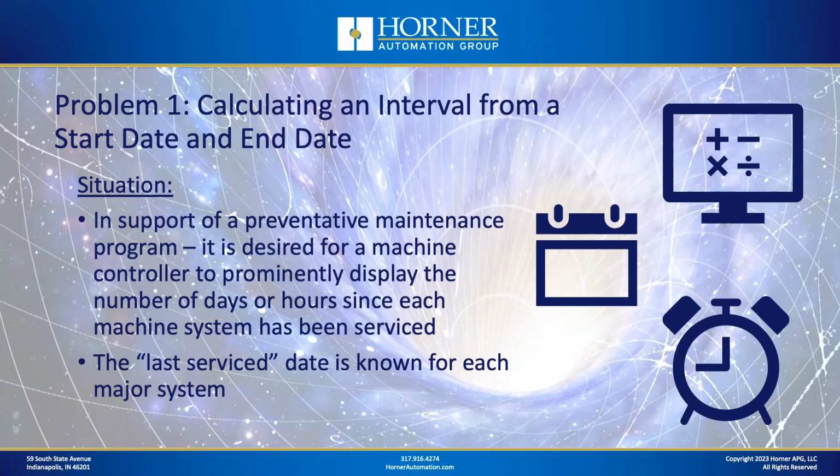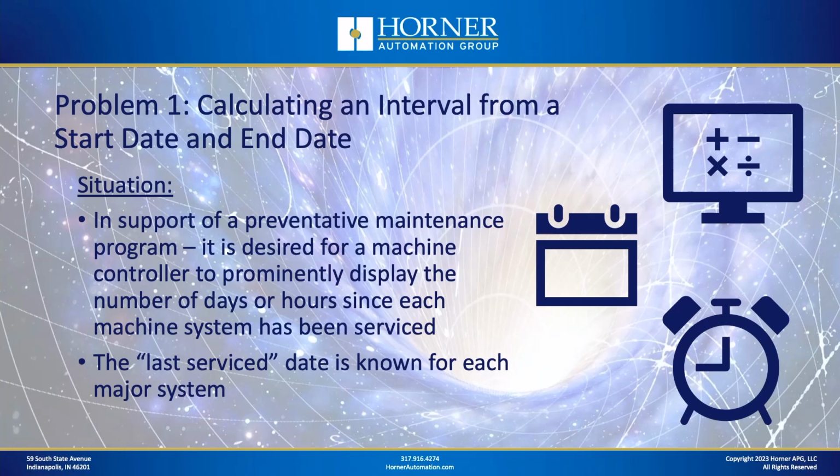Okay, so let's take a look at our first problem, and that is calculating an interval from a start date and an end date. And here's a real-world application for that. Let's say you've got a machine being controlled by the Horner OCS, and there's a formal preventive maintenance program that's part of the information displayed on the Horner OCS screen. In support of this PM program, we wanted to be able to display on the screen the number of days, or maybe even the number of hours, since each particular machine system has been serviced. So this is a pretty common thing, really, right?